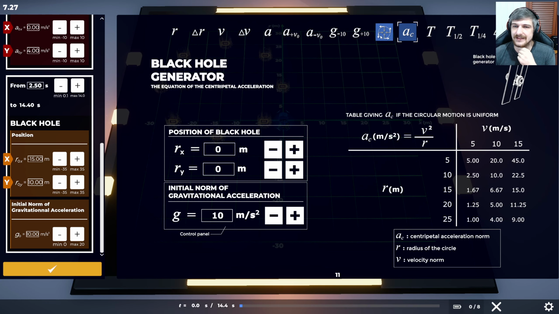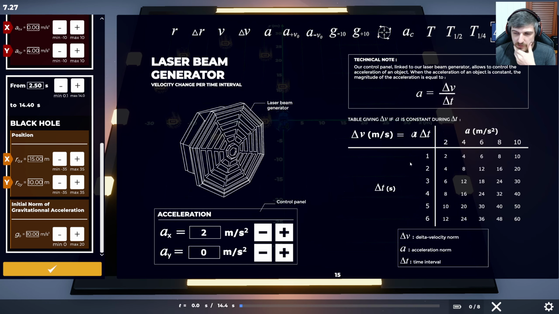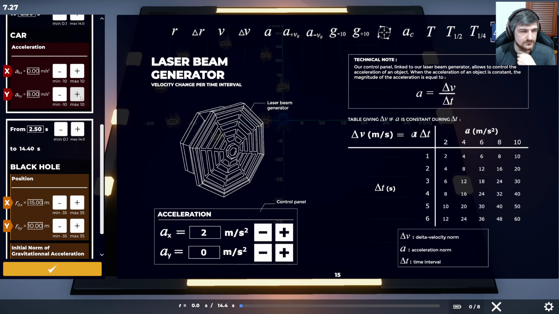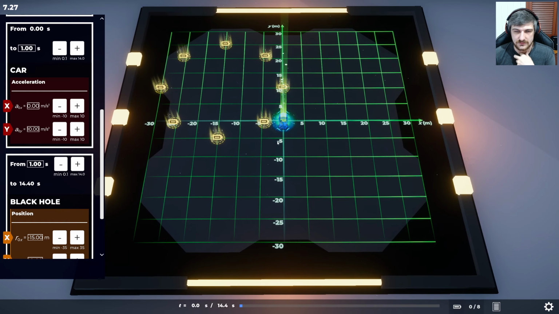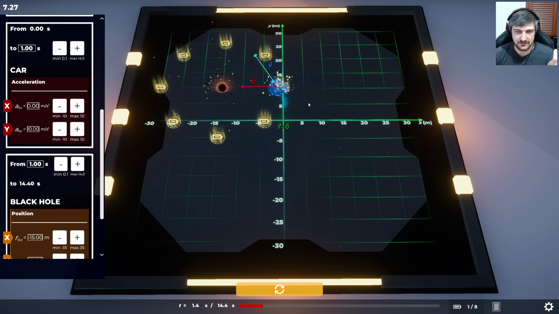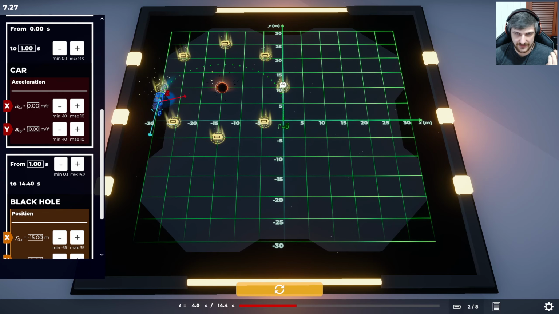And 10. But the thing is, this 2.5, you can see this is going 4, 8, 12, 16, right? So at 2.5 seconds, this should be 10. That's the delta velocity norm. But we don't know the distance that it has traveled in that time. One second at 10. In 1 second, it should be at 10. The speed of 10, but it hasn't reached 10 yet.